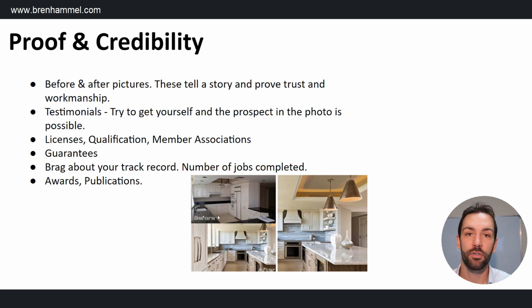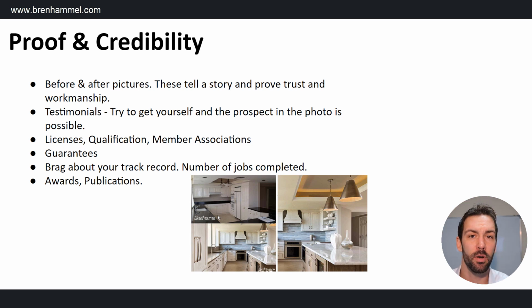Along with those photos, try and get testimonials. Hugely important. People love to hear what other people have to say about your product and service. And don't be afraid to tell people what you want in a testimonial. Ask them to be specific and things of that nature. Moving on to licenses, qualifications, member associations. These are all proof that you can actually do the technical aspects.